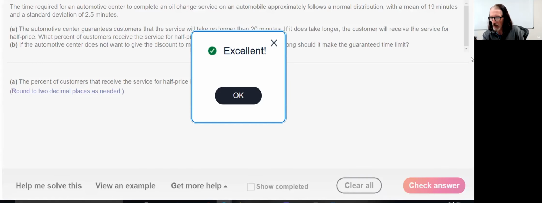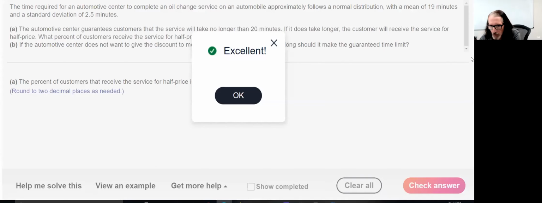Now, what would have been the other option? We could compute the z-score when x is equal to 20. The mean, mu, was 19, and we've got 2.5 for the standard deviation sigma. So 1 over 2.5, you should find that to be 0.4. And whatever you get from the table will be to the left of that 0.4. So either use symmetry or a complement, but not both.